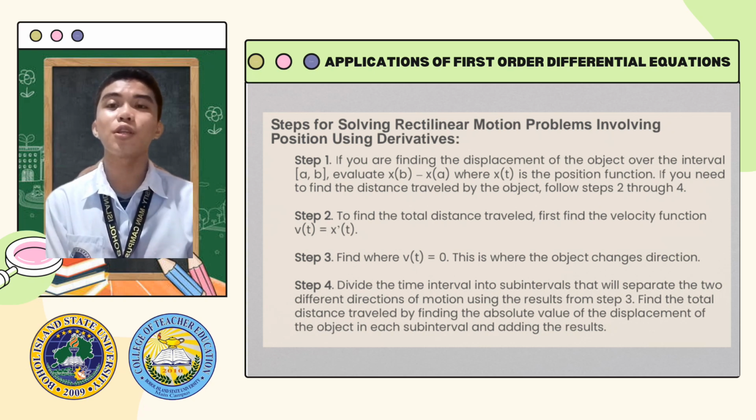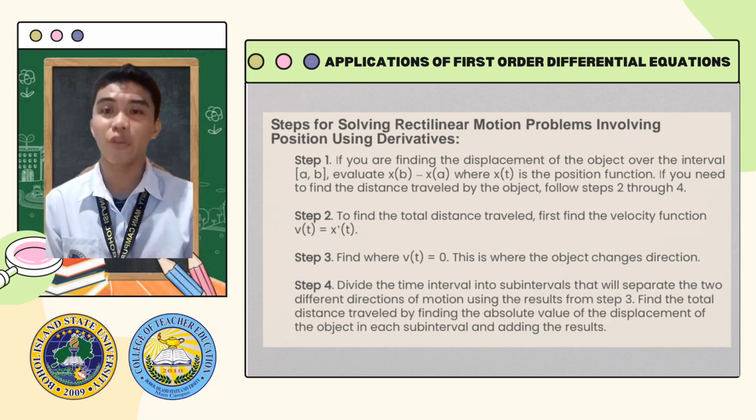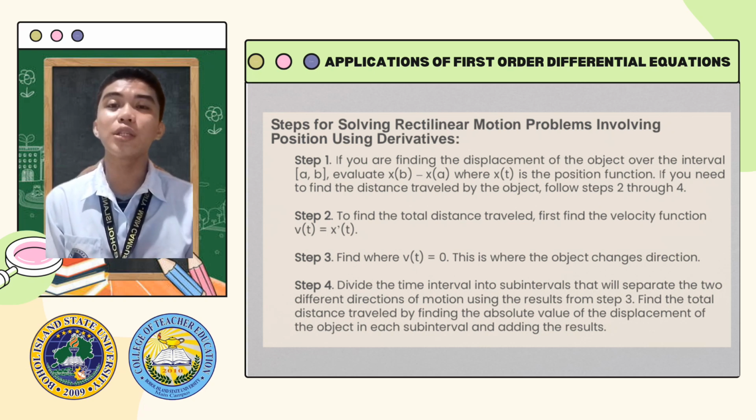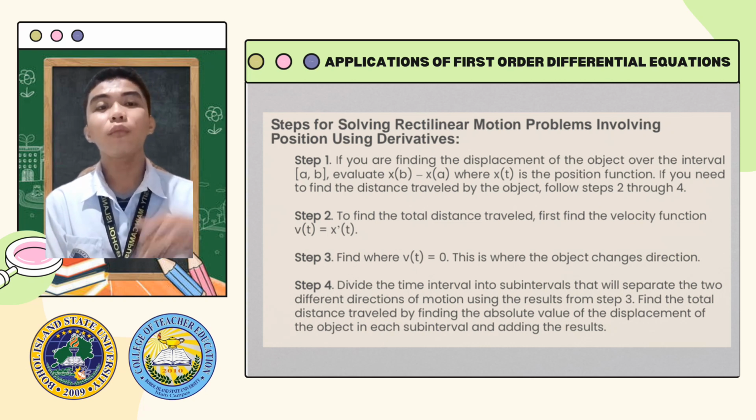The last step, step 4: divide the time interval into subintervals that will separate the two different directions of motion, using the results from step 3. Then find the total distance traveled by finding the absolute value of the displacement of the object in each subinterval and adding the results.